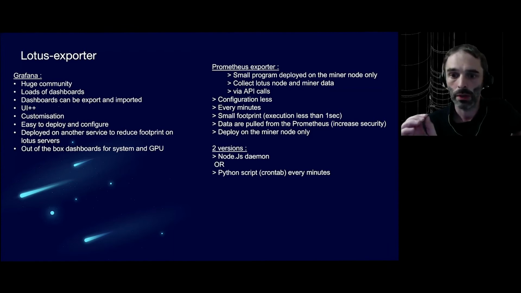It's pulling the data every minute, and there is a small footprint. The execution every minute is just 1 second. In this 1 second, we gather between 1,000 and 2,000, depending on the size of the miner, information from this miner. Data are pulled from Prometheus, as I just explained before, and you just deploy it on the Lotus miner. You don't have to deploy it on all the different workers.